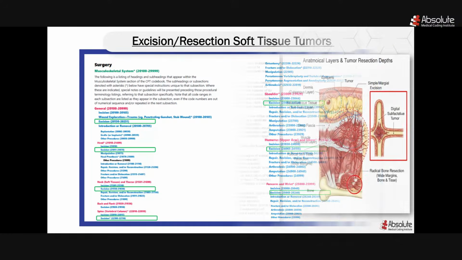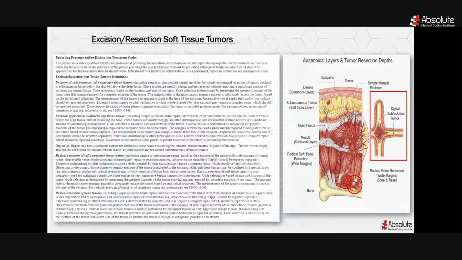Let's talk about the excision and resection of soft tissue tumors, starting with the definition, because this is where students usually get tripped up. These procedures, as you can see, are divided into four categories, and this division is based on three factors. One, the depth of the tumor. Two, what tissue is involved, and how aggressive the tumor is. First, the excision.